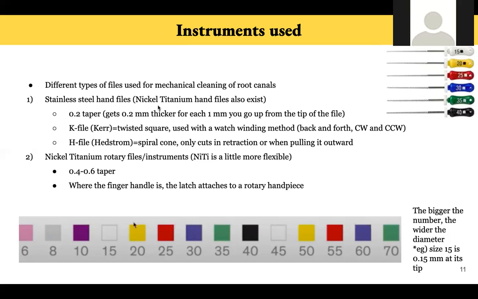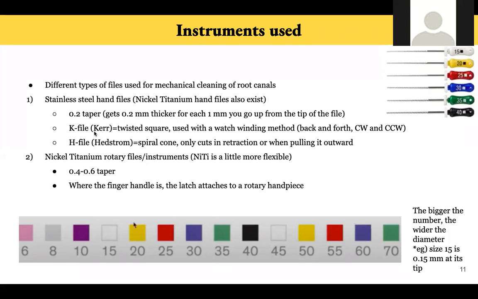The good thing about nickel titanium files is that they're more flexible, which we know is very important for this type of procedure. With these hand files, they're at 0.2 taper, and essentially what that measure means is that the file gets 0.2 millimeters thicker for each 1 millimeter that you go up from the tip of the file. So if you look at an example file as you see in this picture over here, for every 1 millimeter that you go up, the diameter of the file gets thicker by 0.2 millimeters. So that's again what the taper means.